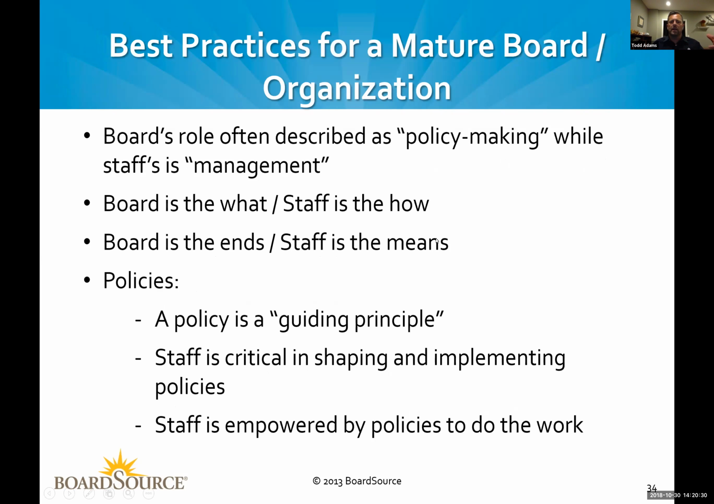So just a few last-second best practices here, and then I want to open it up and see if we have any other questions. This starts to get into characteristics of a mature board, shifting to policy making versus day-to-day management.